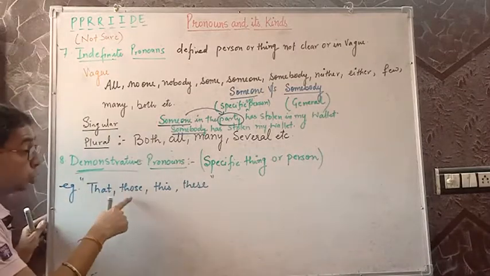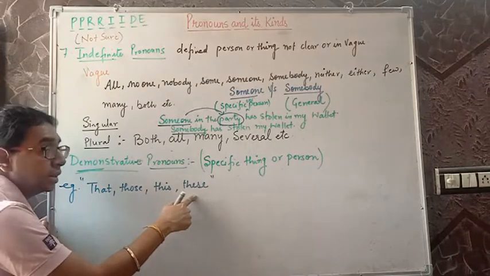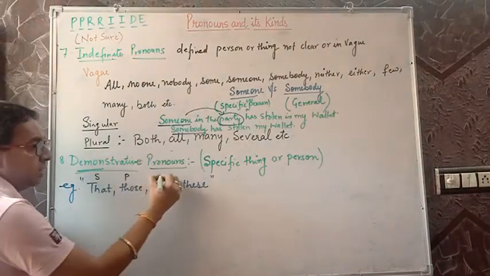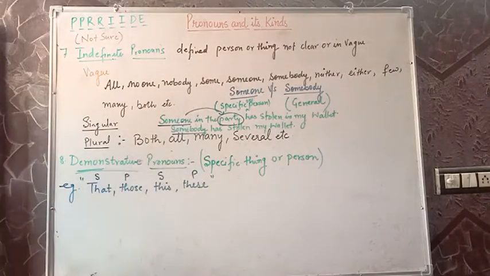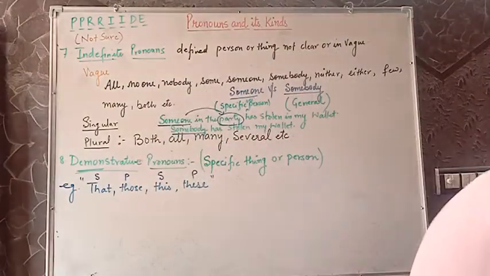That, those, this, these. So what is the difference? This is singular, these is plural, that is singular, those is plural. Understand? Clear? Now understand the difference between them. What do you mean by that? I have two sentences to say.